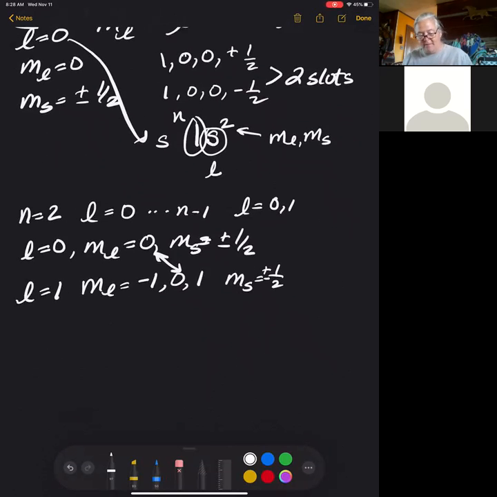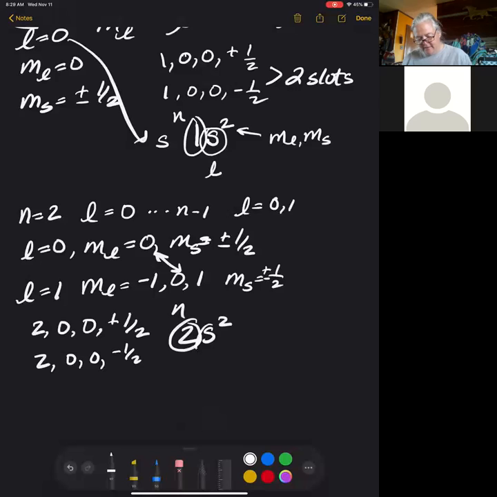So my possible quantum number combinations are 2, 0, 0, plus 1/2, and 2, 0, 0, minus 1/2. So that would be my 2s2 state. This is my n, this is my L, and this is my combination of M sub L and M sub S.